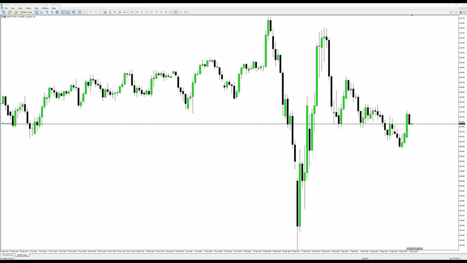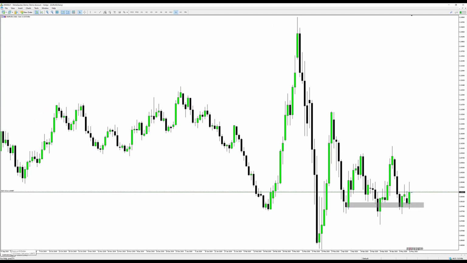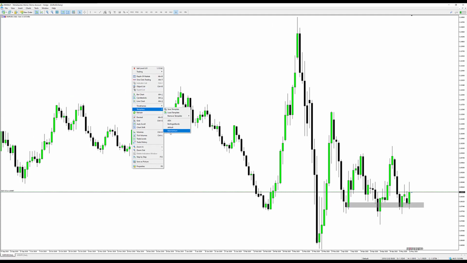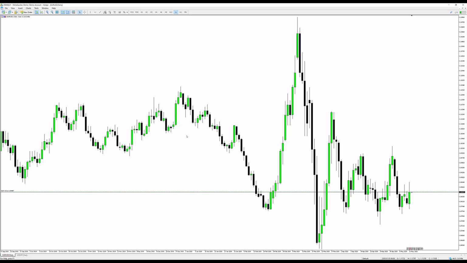Welcome back. Now that we've got two positions opened on the platform, a sell trade on USD JPY and a buy trade on Euro USD, how then do we set our stop loss and our take profit?